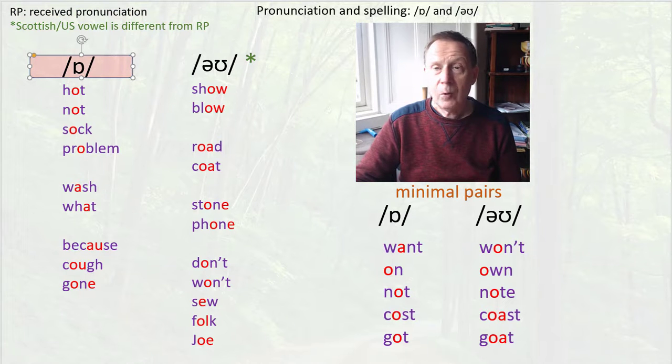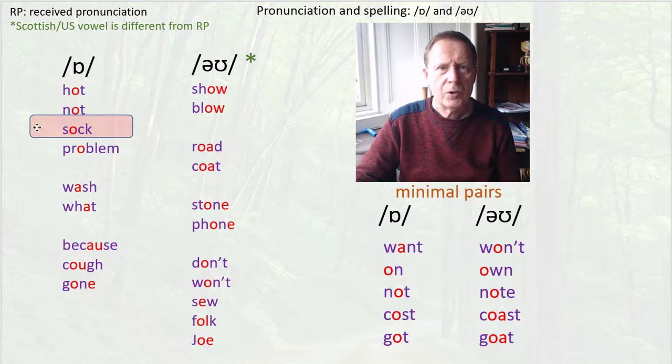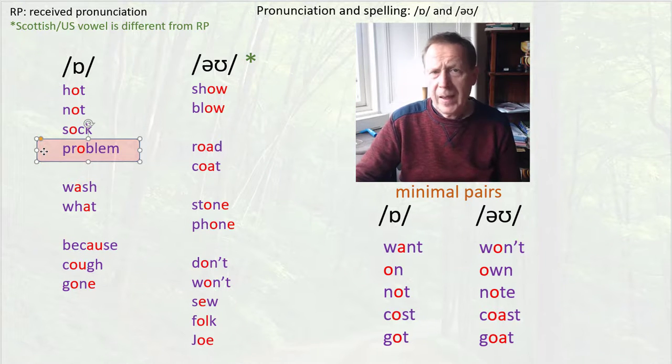So the first sound we're looking at in this video is O. Now, normally the spelling for this sound in any British English dictionary is O, the letter O. So we have hot, not, sock, problem. So most words have this spelling. There are some common irregular words with a different spelling.